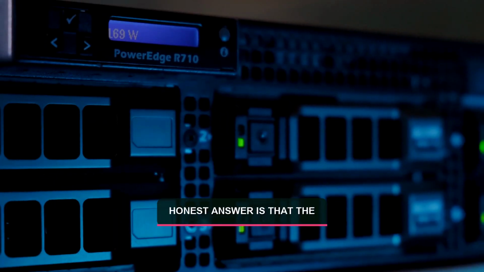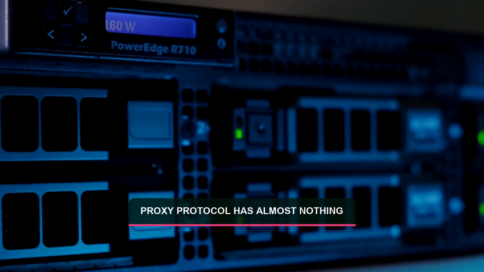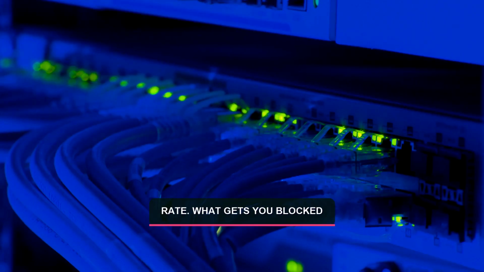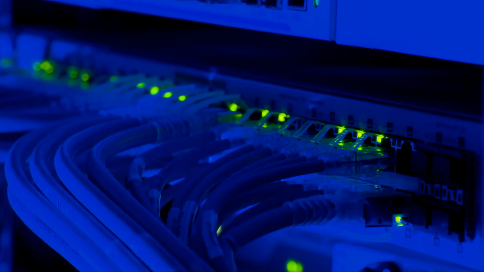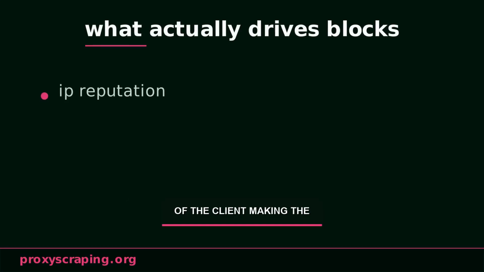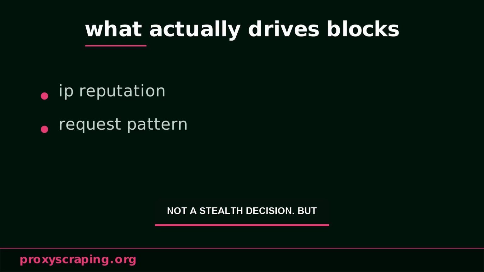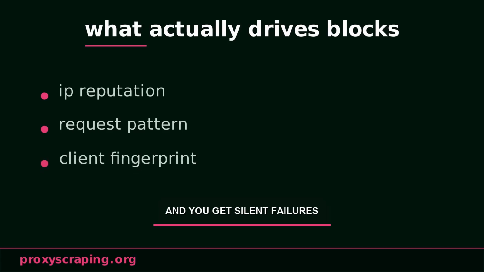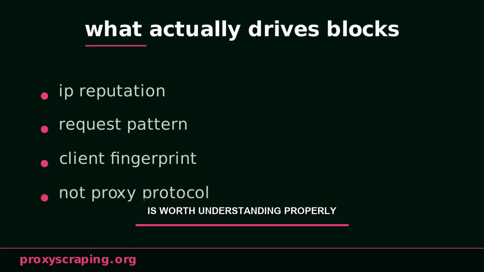And the honest answer is that the proxy protocol has almost nothing to do with your block rate. What gets you blocked is IP reputation, request pattern, and the fingerprint of the client making the request. SOCKS5 versus HTTP is a plumbing decision, not a stealth decision. But here's the twist. The plumbing still matters, just not for the reason people think. Pick the wrong one and you get silent failures that look exactly like blocking but aren't. And that distinction is worth understanding properly before you touch a single line of proxy config.